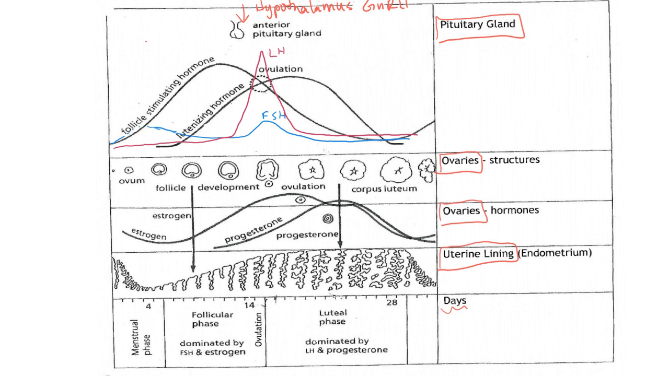So if we look at what's happening in the pituitary gland, the first thing that goes up is the follicle stimulating hormone. So you can see that it's gone up a little bit. As the follicle stimulating hormone goes up, and we can just imagine that it's going up because that helps us understand this process, it's going to trigger this follicle development to happen. As the follicle matures, estrogen starts to go up.